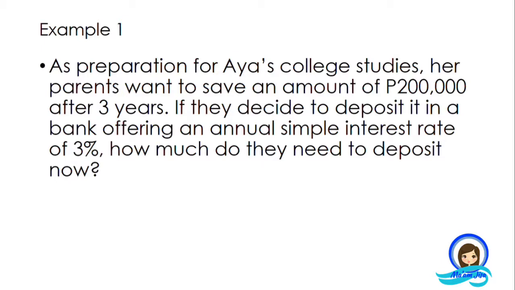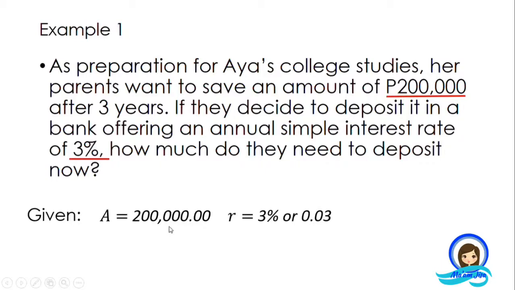So in this problem, here are the given data. First off, we have the amount, which is 200,000 pesos, since this is their target amount after 3 years. This refers to our maturity value. The rate is 3% or 0.03, and then the T or time is 3 years. It's very clear in our problem. So if they decide to deposit it in a bank, how much do they need to deposit now in order to arrive at a maturity value of 200,000 pesos?